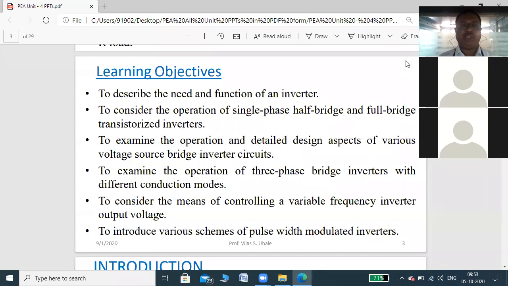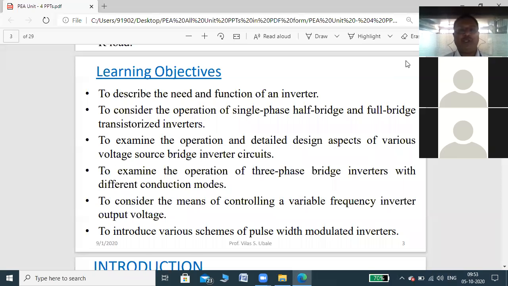Nowadays DC drives are replaced with AC drives in industry. So AC drives require variable frequency as an input so that you can control the speed of AC drives. So to achieve variable frequency from fixed frequency supply, that is the line frequency 50 hertz, we require a circuit, and that circuit is called an inverter. So that is the need to control the speed of AC drive in industry.